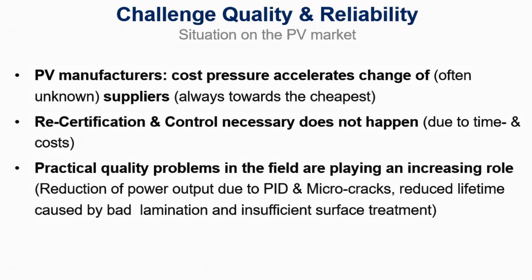Just as I mentioned, these different issues: microcracks, because the thickness of the cells is getting smaller, and this causes more microcracks, or this problem with PID due to savings in the system configuration. So you don't have any transformers anymore, you don't ground the frames anymore, and so on. Also, as I told, this reduced lifetime due to bad lamination or to bad treatment of the lamination components.